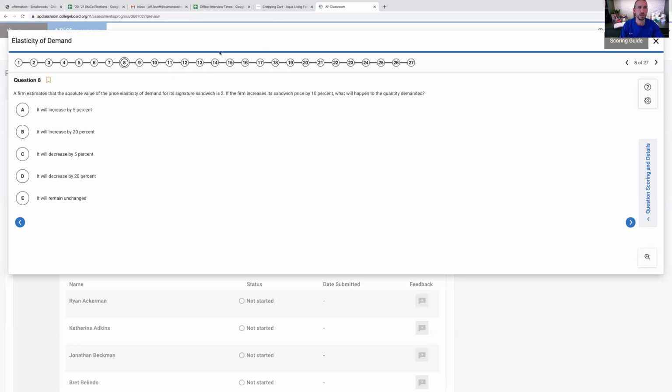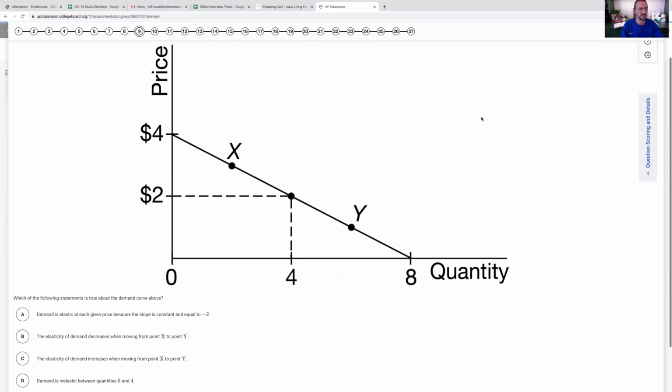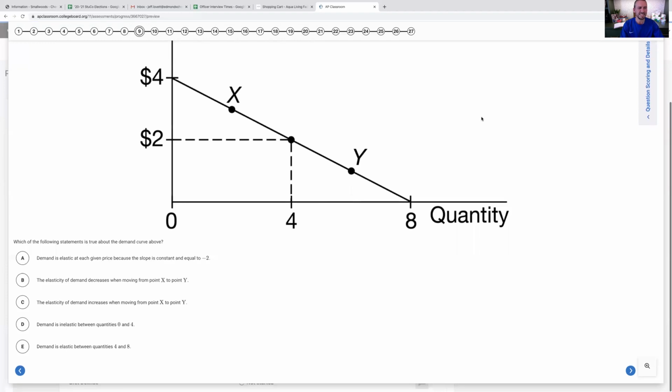Okay, number 9. So this says, which of the following statements is true about the demand curve above? This is kind of a weird question, right? Because it's hard to calculate the elasticity between these 2 points because we don't really know what this is. It looks like it's $3. I guess we could assume that. This looks like 6, but again, we don't really know. That looks like 2, and that looks like 1. So you can use those numbers to calculate if you want to.